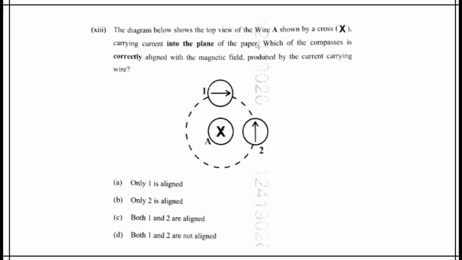Next question. Question number 13. The diagram below shows the top view of wire A shown by the cross carrying current into the plane of the paper. Which of the compasses is correctly aligned with the magnetic field produced by the current carrying wire? In this problem, we need to apply the right hand thumb rule.